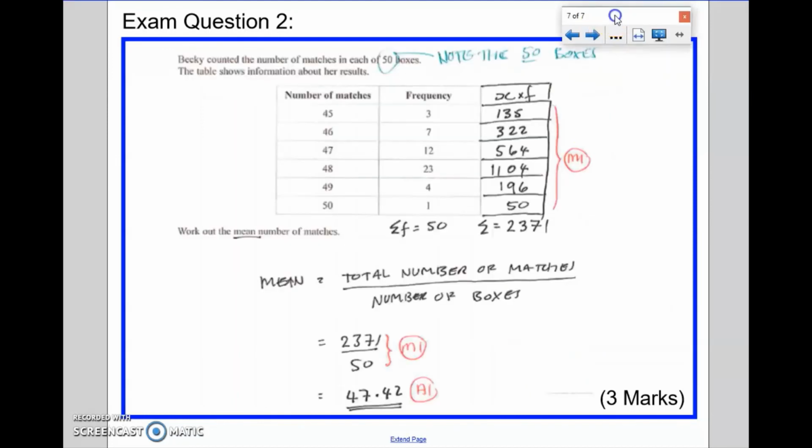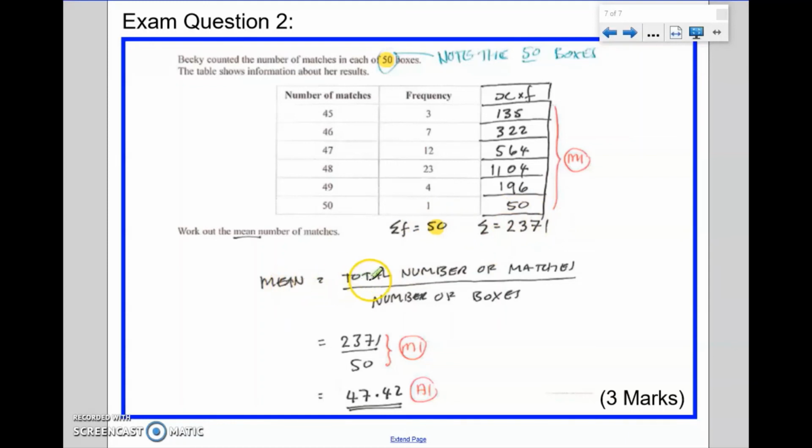The worked solution looks like this. So again, I've highlighted 50 boxes. So already I know that the total of frequency is 50. This little symbol here just means sum of. So sum of the frequencies is 50. Total of the frequencies is 50. I've created my third column and went ahead and done some multiplications. And then I've got my sum of my total of X times F, which is giving me 2,371. So there's 2,371 matches altogether contained in 50 match boxes.